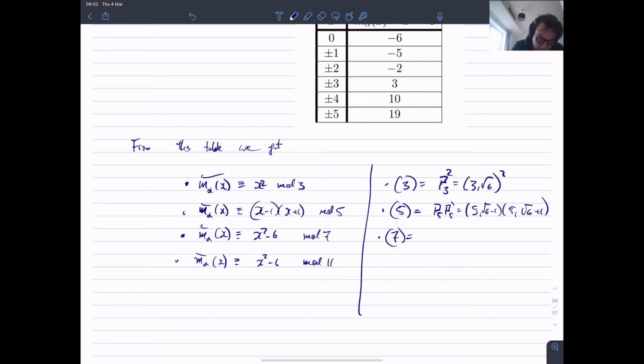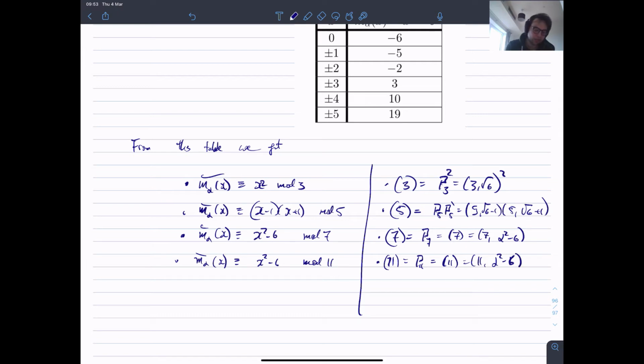Here, prime ideal 7. So this stays irreducible inside the polynomial. So here you get just P7, and this stays as 7, which is the same thing as the ideal (7, alpha squared minus 6). Remember that alpha is the square root of 6, so alpha squared minus 6 is 0, so there's nothing there. And same for 11. And then you call this P11, and this is just the ideal (11, alpha squared minus 6).